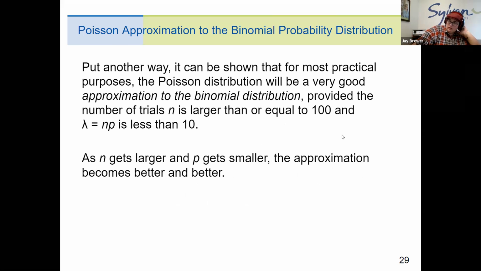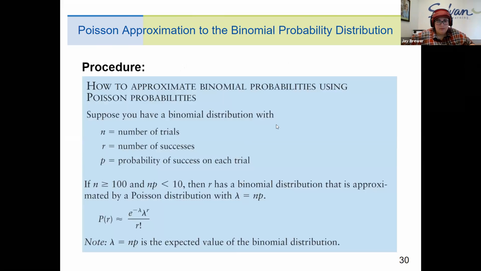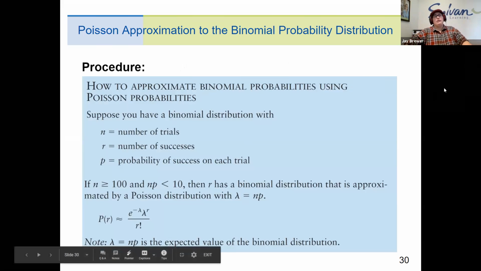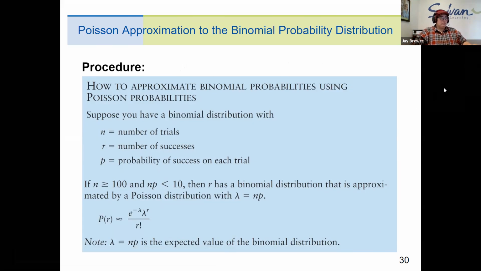Basically, if you're dealing with large number sizes, Poisson is going to be your best bet. You're going to take n times p to find lambda, as long as n is larger than or equal to 100, and n times p is less than 10. Okay, here's your procedure. You definitely want to write it down. I am more than certain that it'll end up on your homework.